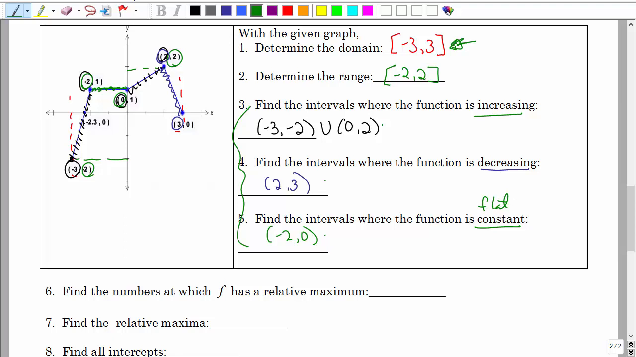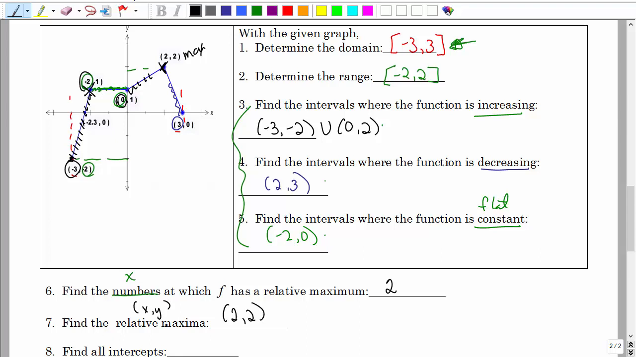All right, so number 6, find the numbers, and again, those are the x values where f has a maximum. So where did we hit a high point? Not here, but here. So I'm going to erase some of this so I can see this actually. So this would be not only a relative maximum, but the maximum. That's the only high point in the graph. So that number is 2, and then staying consistent, we're going to write an ordered pair here.